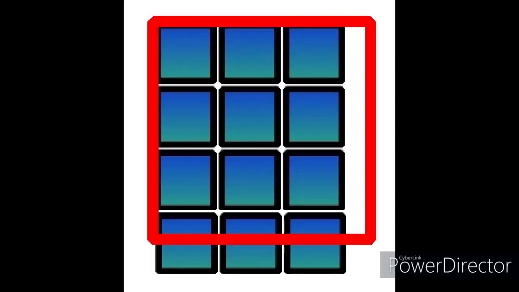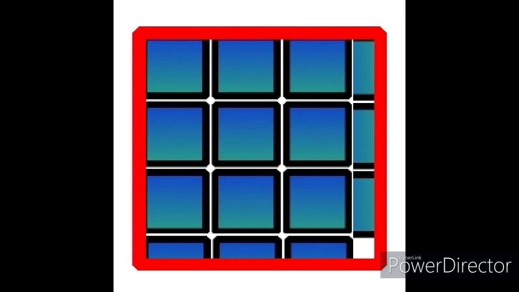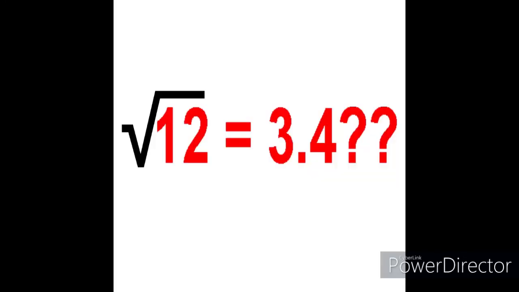If we try to fit 12 units into a square using this figure, we know that the square root of 12 is some points shy of 3.5, because as we fit all that stuff into a square, there's this little gap that's lacking. So we can guess that the square root of 12 is 3.4 something something.